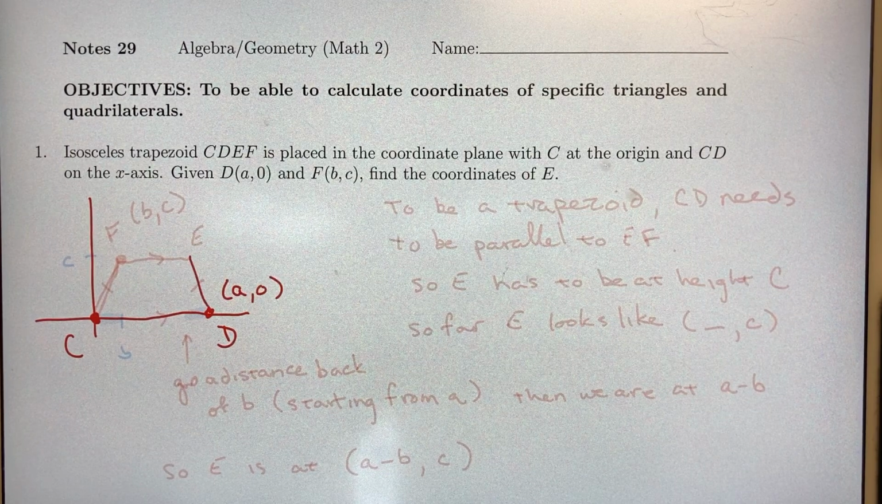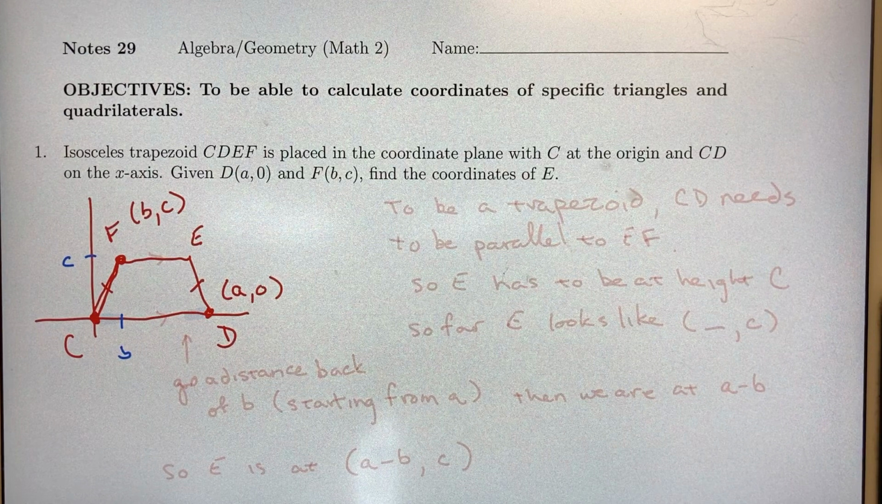And then it says EF. So I'm just going to finish drawing in my trapezoid. And it's isosceles, which means these two things are the same. So EF. So where's F? F is at B comma C. So over B, I'm going to draw these in blue. Over B and up C, right? So that means, among other things, if it's going to be a trapezoid, so we have parallel lines, that CD has to be parallel to EF.